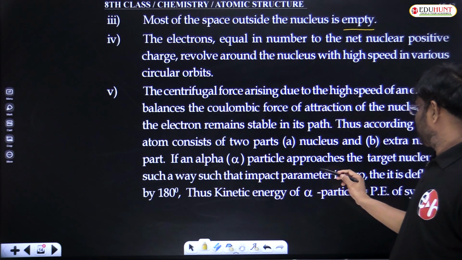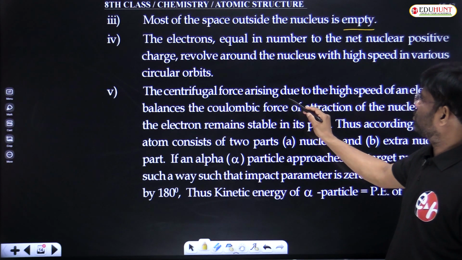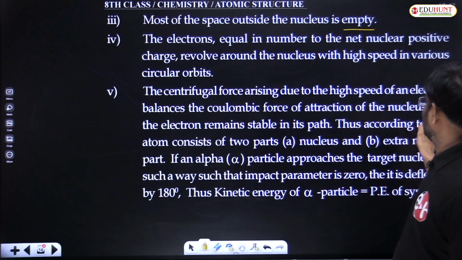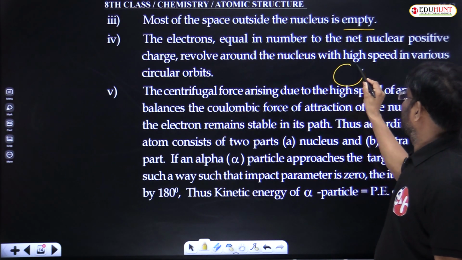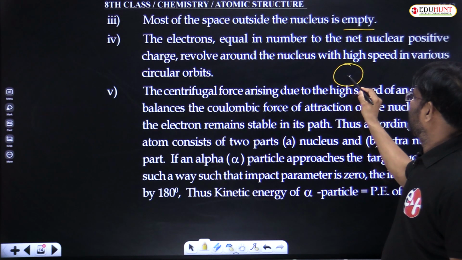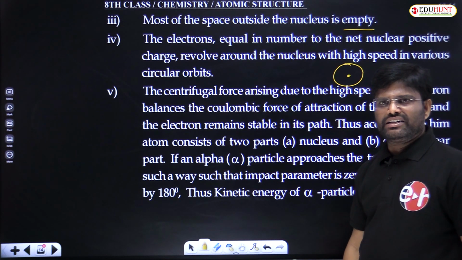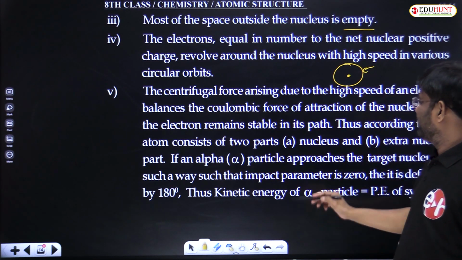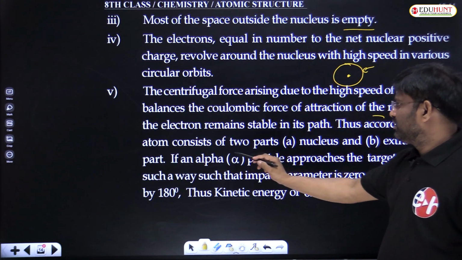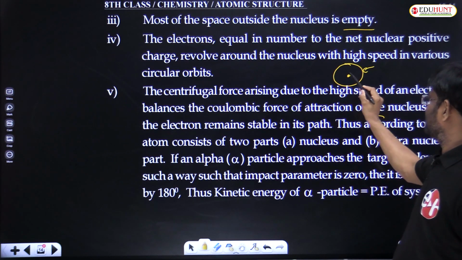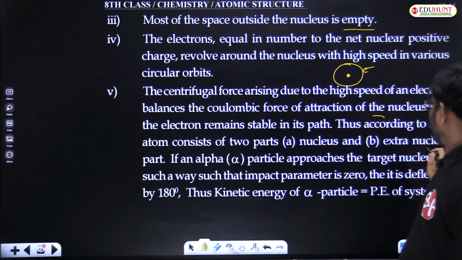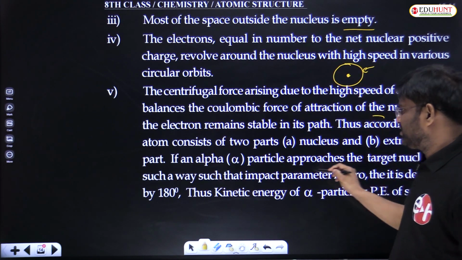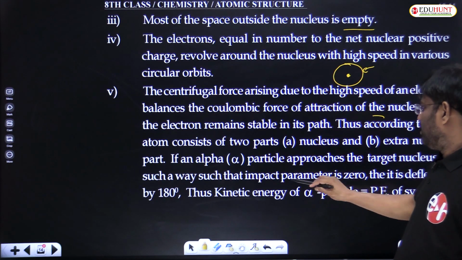Here, the centrifugal force due to the high speed of the electron balances the Coulombic force of attraction of the nucleus. So like this, the proton is present at the center, and the electron is revolving here. Next, according to him, the atom consists of the nucleus, and the extranuclear part.